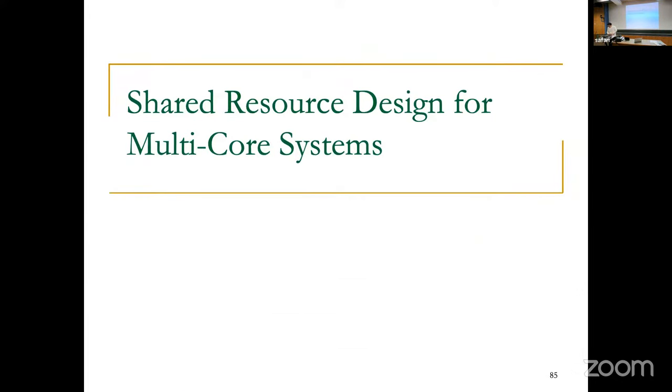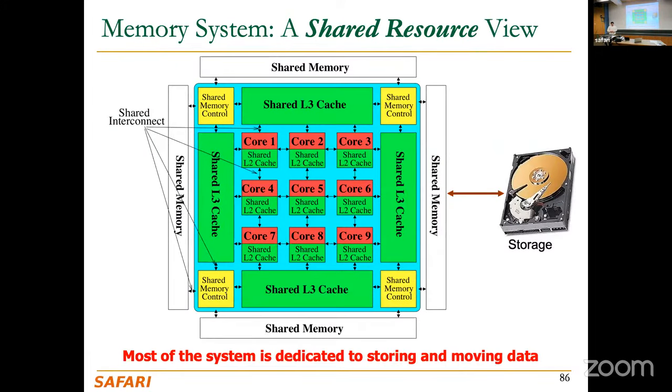Now I will move to, I guess, so this is going to be about quality of service in shared resource design for multi-core systems. So we're transitioning to the next part of the lecture. It's still about memory controllers to some extent, but we're going to focus on quality of service. So I'll start by motivating why we have shared resources first.